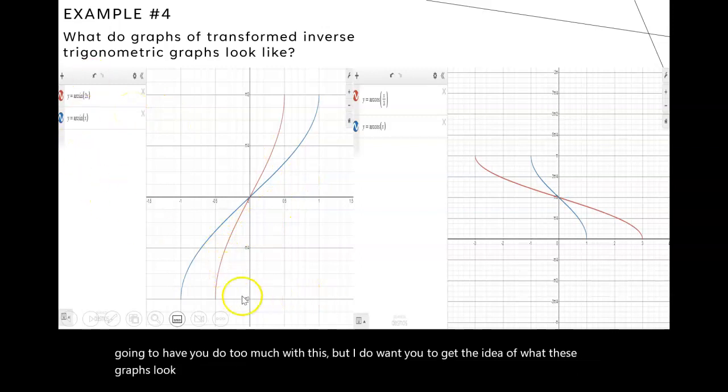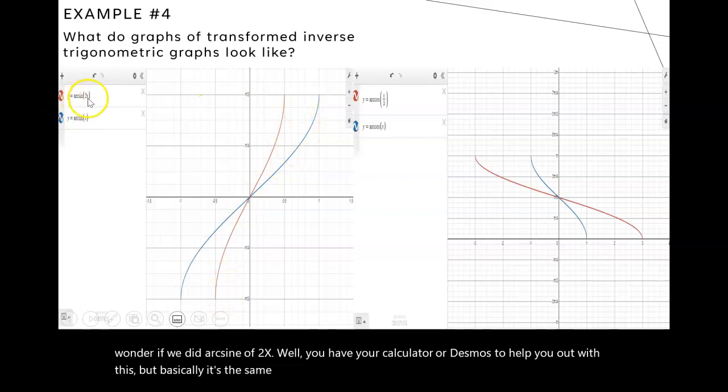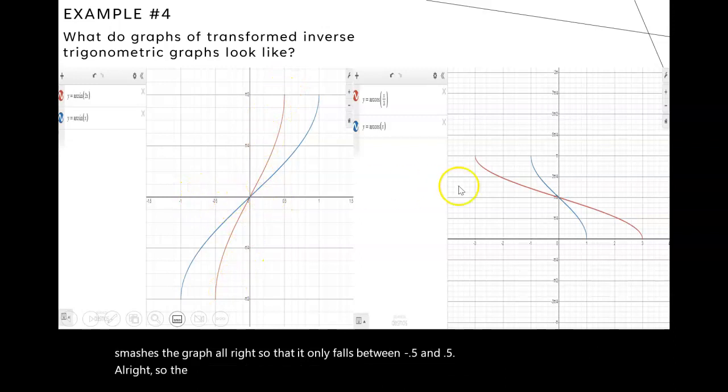All right, so for example, in blue here on the left, we've got arc sine of x. But what if we did arc sine of 2x? Well, you have your calculator or Desmos to help you out with this. But basically, it's the same idea. We've had a horizontal compression by a factor of 2, so it smashes the graph, all right, so that it only falls between -0.5 and 0.5. All right, so the x values decrease there.